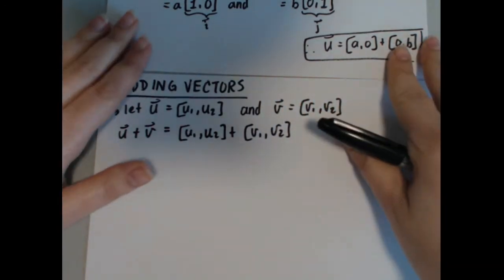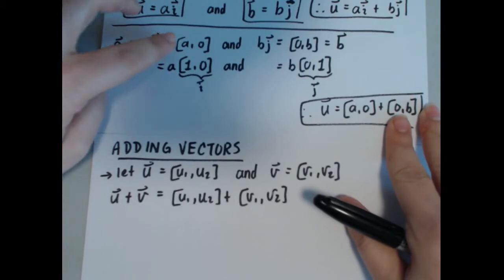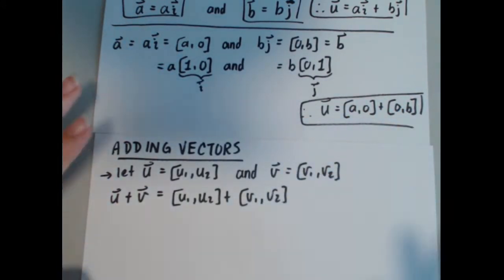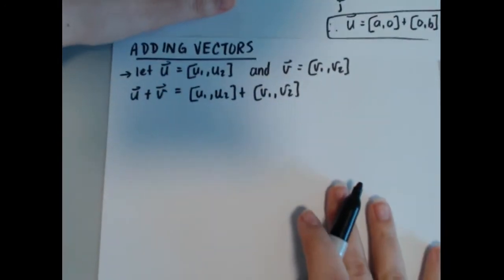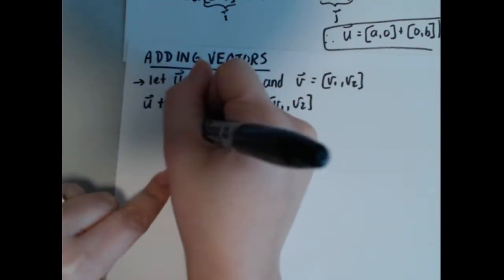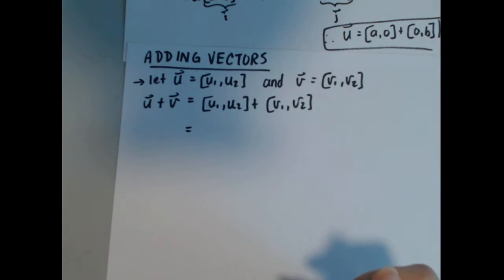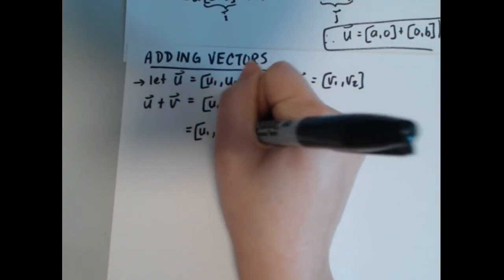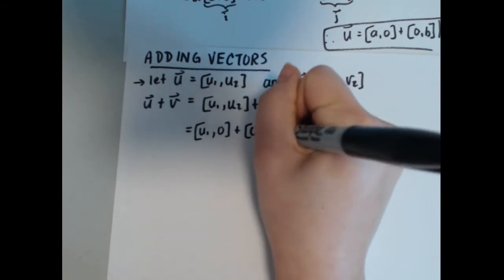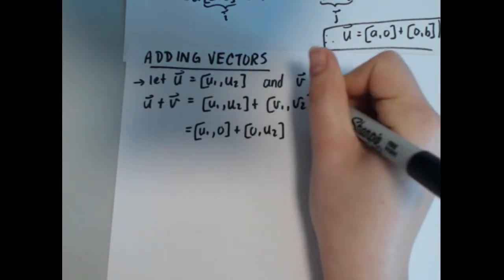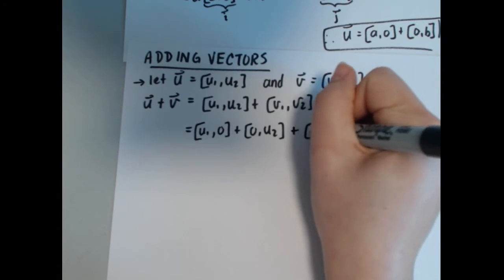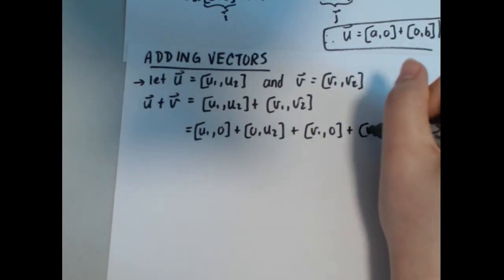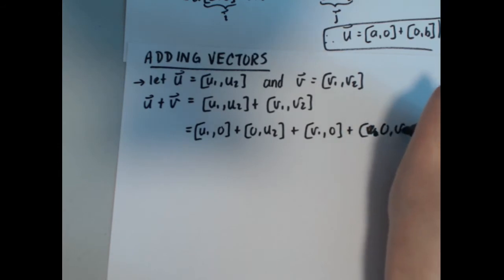Now, using what I just did, I can take a vector and I can split it up into x pieces and y pieces. Okay, so I'm going to take this vector here, u, and I'm going to break it up into two pieces, an x piece and a y piece. So I'm going to split this up into u1 comma 0 plus 0 comma u2. And then take v1, v2 and split it up into v1 comma 0 plus 0 comma v2.